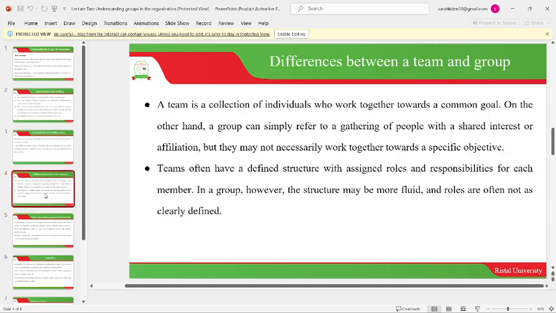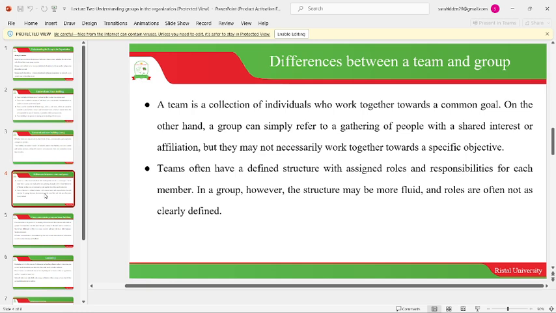So when we look at a team and a group, there are two differing organizational structures that can be used to achieve common goals.